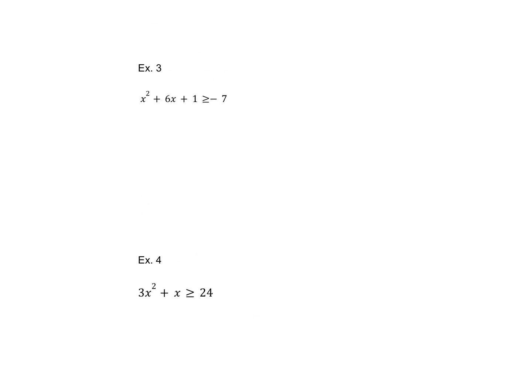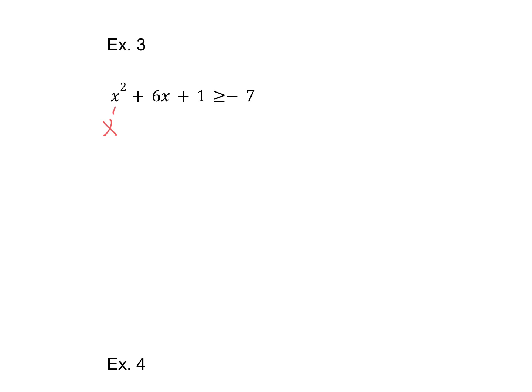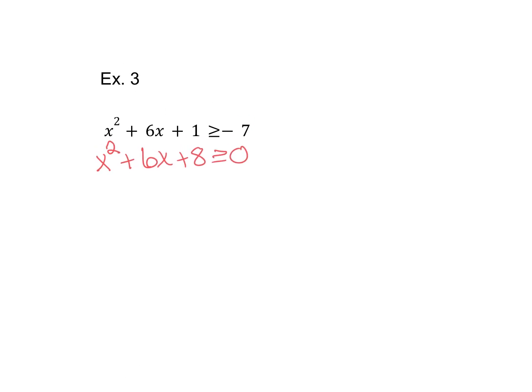Okay, again, just doing a couple more examples here. Our next example, the first thing we need to do is make sure that it's set equal to 0. So I'm going to add 7 to both sides, and I'm going to have x squared plus 6x plus 8 greater than or equal to 0. So this greater than or equal to means that we are going to use a hard bracket. That hard bracket means or equal to.